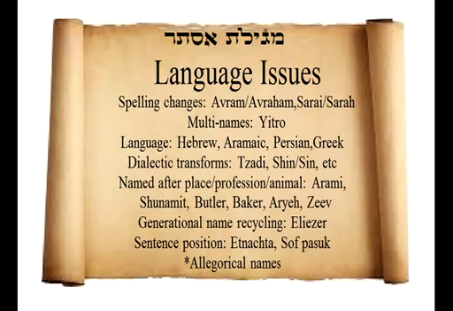The next issue is people that have multiple names. So in the example of Yitro or Jethro, the father-in-law of Moshe, he had 7 names: Yitro, Yeter, Chovav, Cheder, Ptuel, Reuel, and Keni. We now move into the aspects of language. The names that we are going to touch upon here today are in Hebrew, Aramaic, Persian, or Greek, or combinations thereof. The next issue that arises is dialectic transformations.